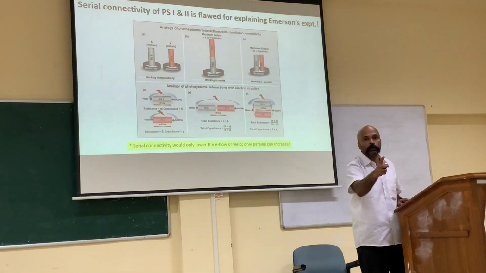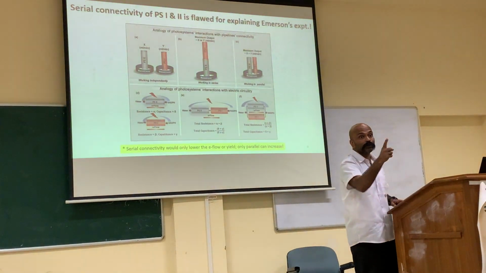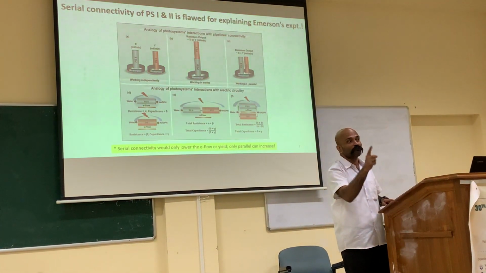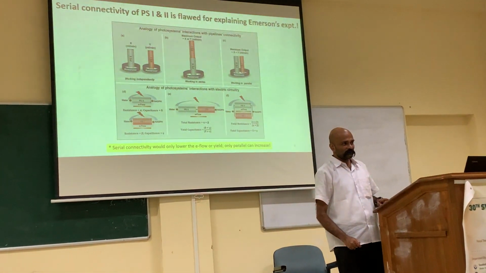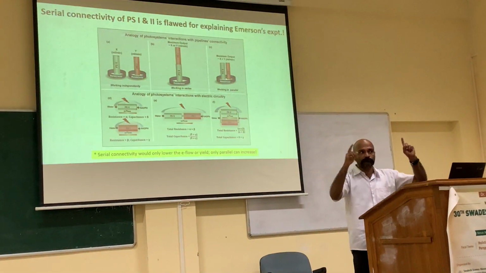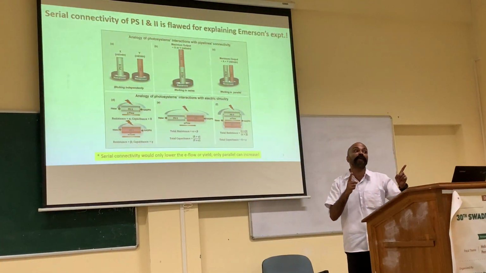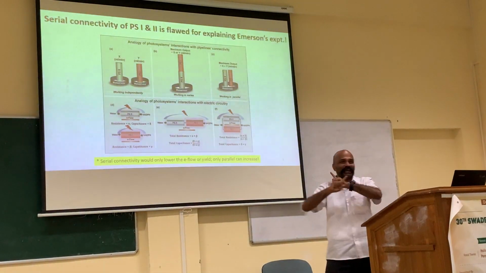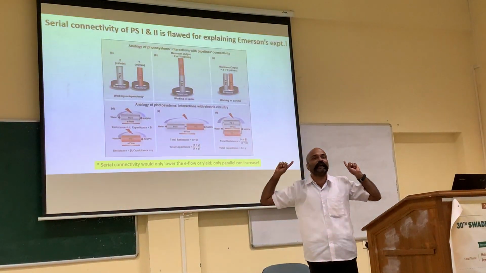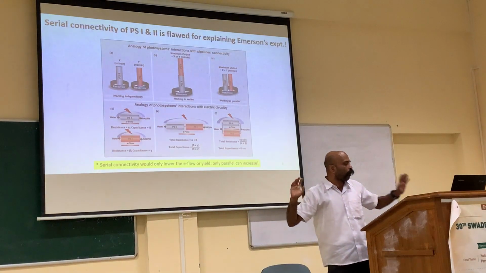This is anything that even a 10th standard or a 12th standard student with mathematics or fluid mechanics can understand. So if you get more yield with photosystem 1 and 2 combined, they have to work in parallel. They cannot be connected serially. So there goes the whole community gone wrong.